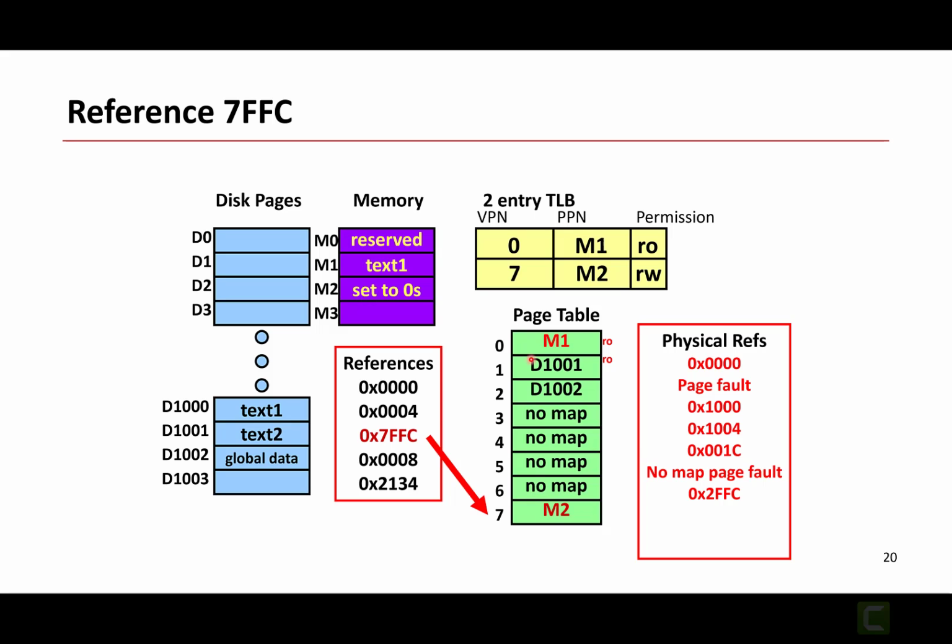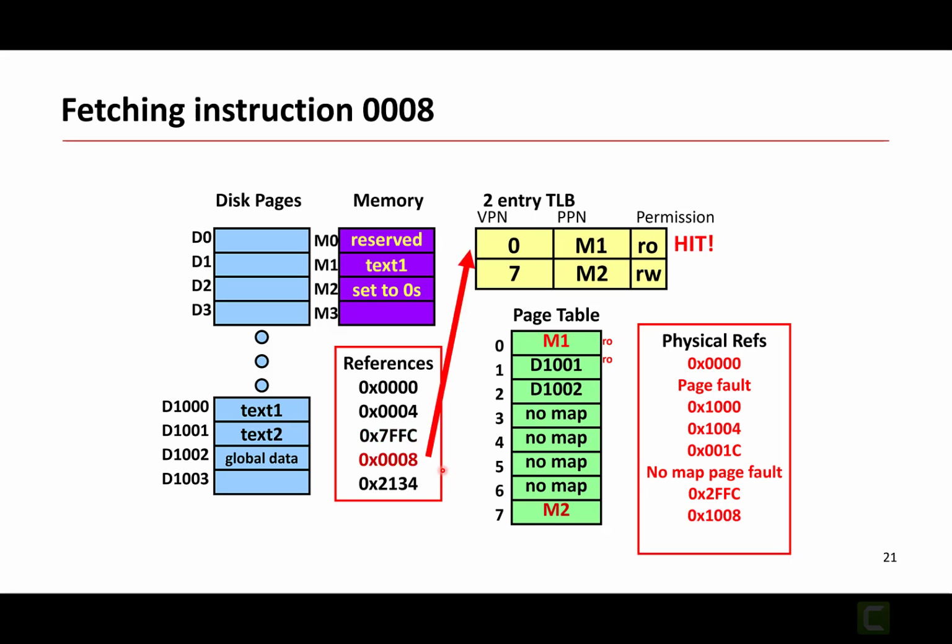The other bit that is different about this page is that it has read and write permission. That's why it's R and W. Previously, because it was an instruction page, we had it set to read only, meaning we didn't want the instructions to be modified. Okay, so now let's go and execute the third instruction.